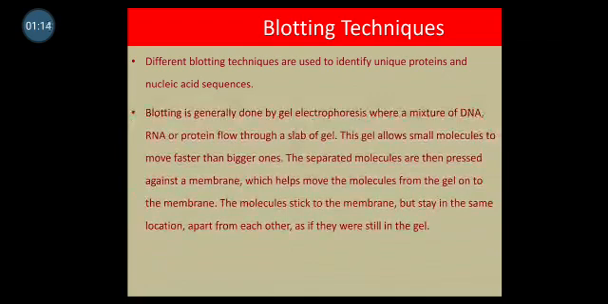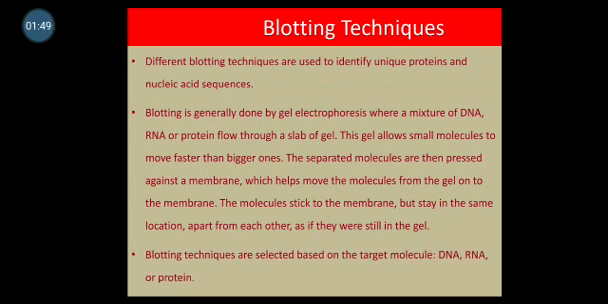Blotting is generally done by gel electrophoresis, where a mixture of DNA, RNA, or protein is made to flow through a slab of gel. This gel allows small molecules to move faster than bigger ones. The separated molecules are then pressed against a membrane, which helps to move the molecules from the gel onto the membrane. The molecules stick to the membrane but stay in the same location apart from each other, as if they were still in the gel.